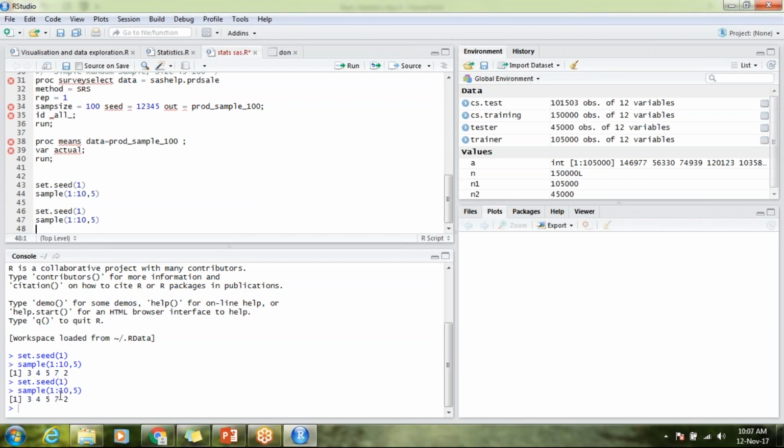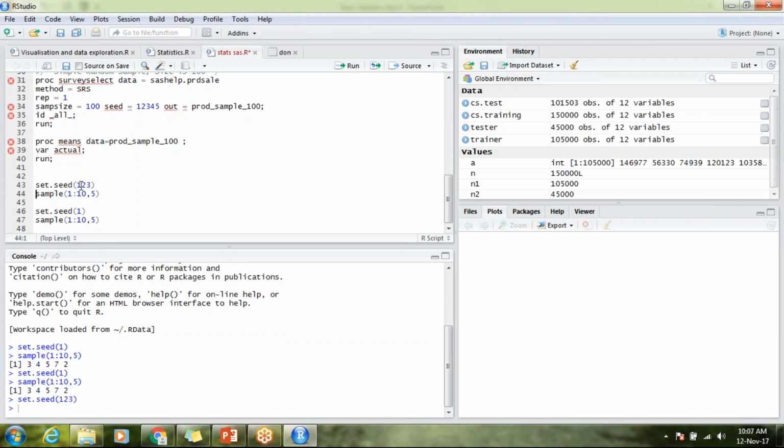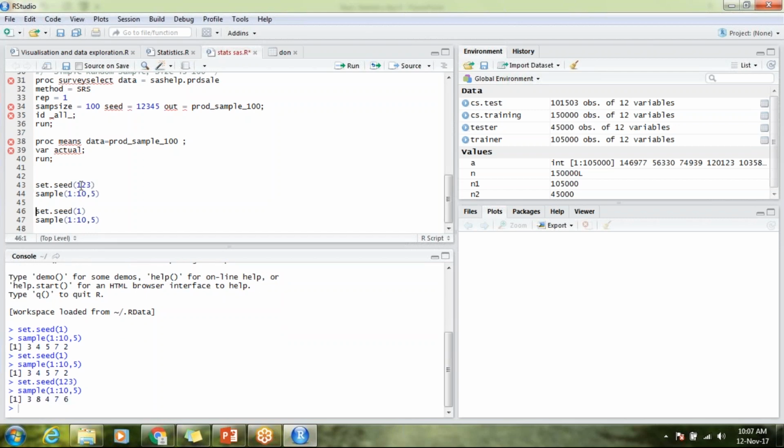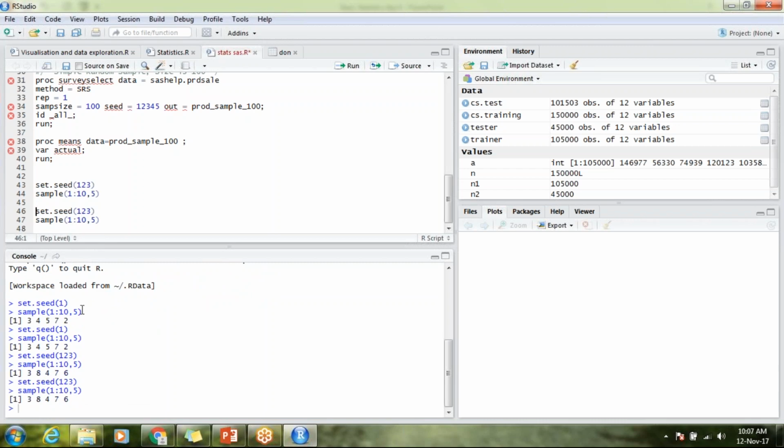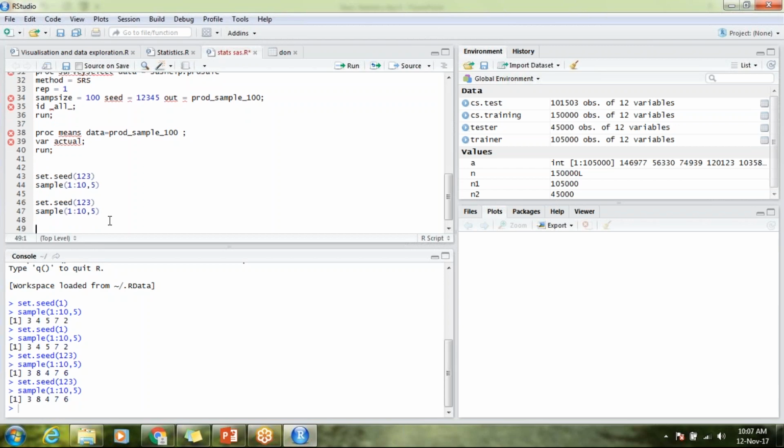So this is actually the utility of set.seed or the sampling pattern. Now let's say I change it to 1 to 3 and then I take a sample. This is my pattern at the moment, and let's say again I change it to 1 to 3 and make a sample in the same pattern. So this is what set.seed does. The sampling pattern remains the same, so that when I produce a sample again, it gives me the same output.